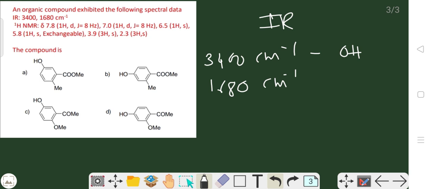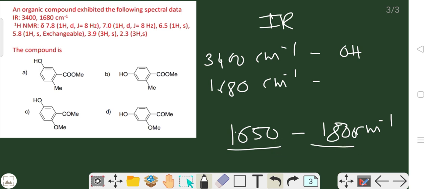So it should be OH. Now 1680 is a region where the carbonyls appear. The general range of a carbonyl is 1650 to 1800 per centimeter. From that, you can conclude that 1680 is due to conjugated carbonyls, and in all the above options conjugated carbonyls are given. But the conjugated carbonyls are of two types in the given structures, that is conjugated ester and conjugated carbonyl. Conjugated esters generally appear above 1700, that is, 1735 is the range for ester. And for conjugated carbonyl, it should be 1680.